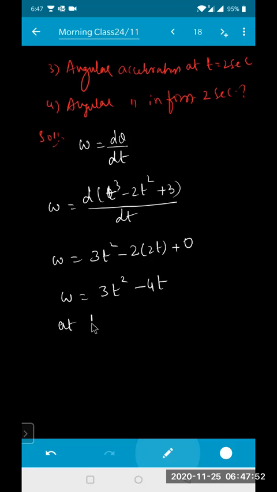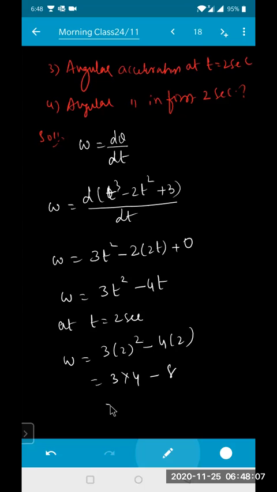At t equals 2 seconds, the omega value will be 3 into 2 square minus 4 into 2. 2 square is 4, so 3 times 4 is 12, minus 8. So 12 minus 8 is 4 meter per second. Isn't it?